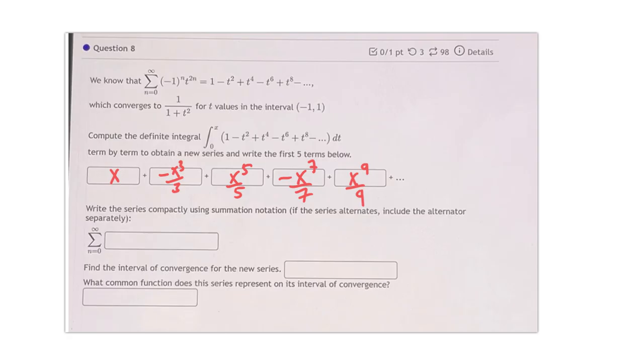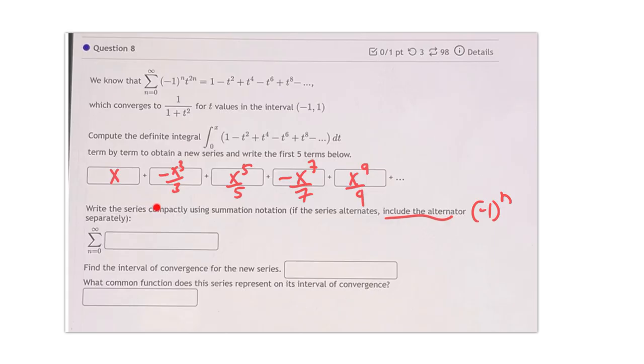Okay, write the series compactly using summation notation; if the series alternates, include the alternator separately. So the alternator is going to be a -1 to the n thing. So I'm wondering if that's their way of saying don't write -1 to the n in the box. Okay, even if your answer includes -1 to the n, maybe we should not write -1 to the n in the box. So that's one thing to think about.